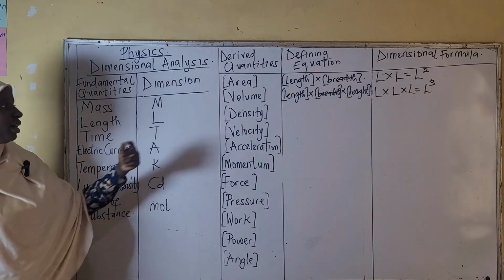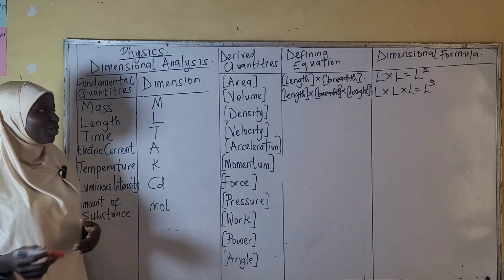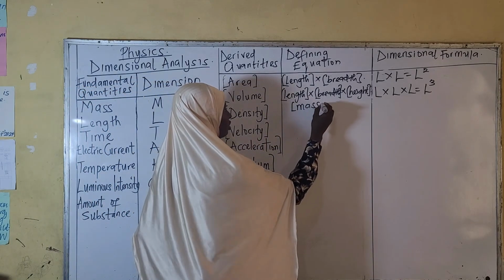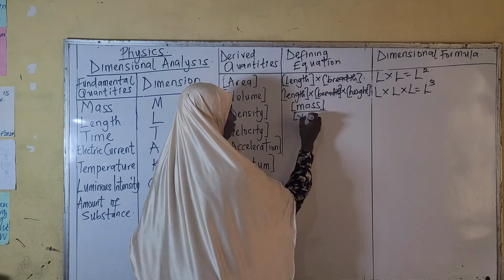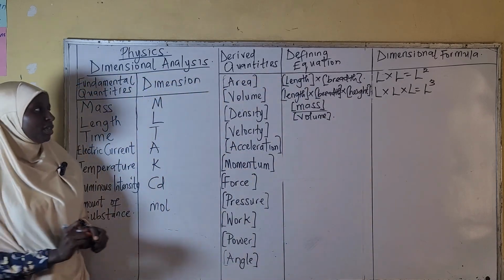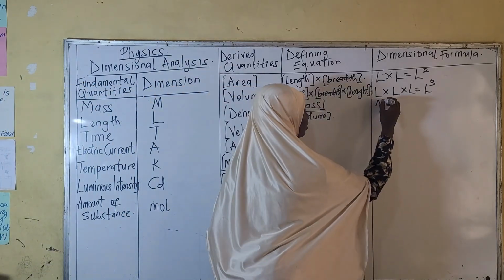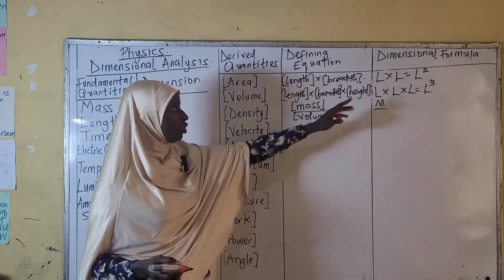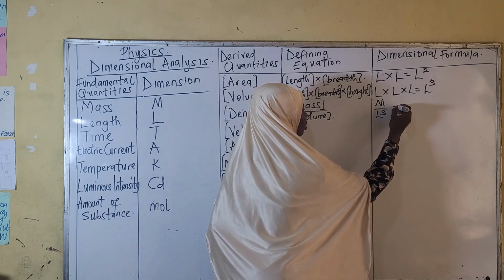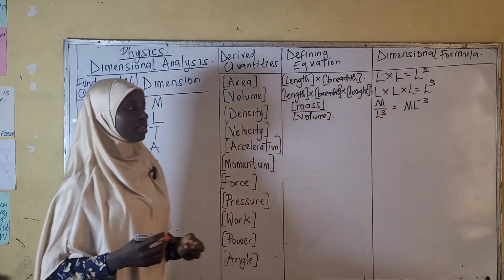So for the next one, we have density. We know that the formula for density is mass over volume. So I'm going to write it as the dimension of mass over the dimension of volume. So this has made it easier. I already know that the dimension of mass is M, over the dimension of volume here, which is L cubed. So I have M over L cubed, which I can write as ML minus 3. So that is how to get it.